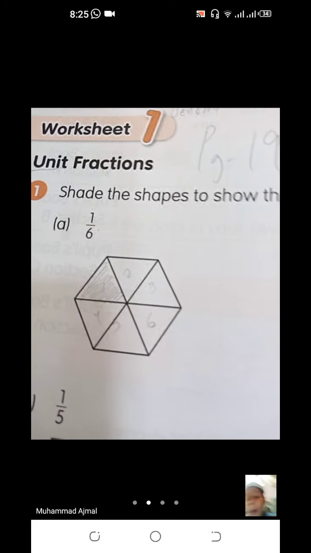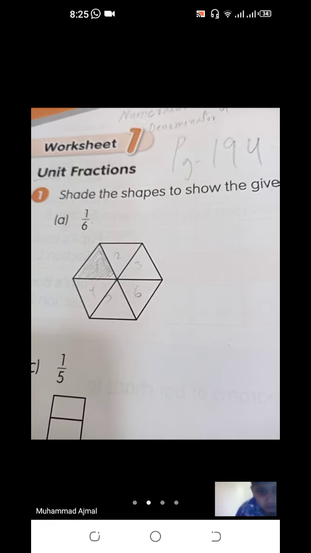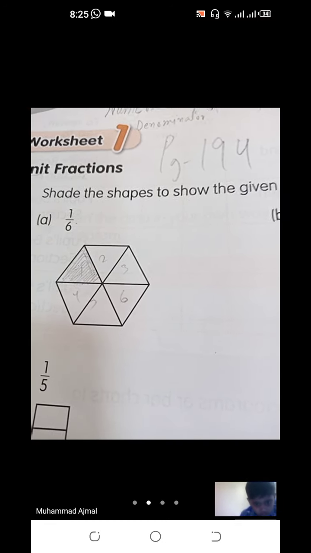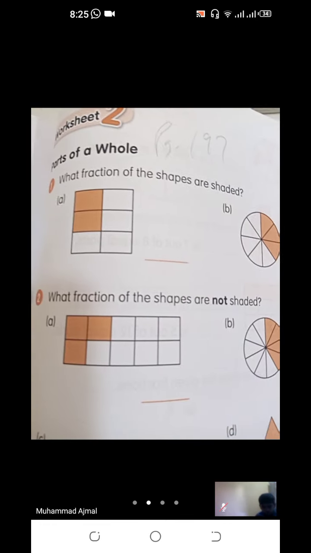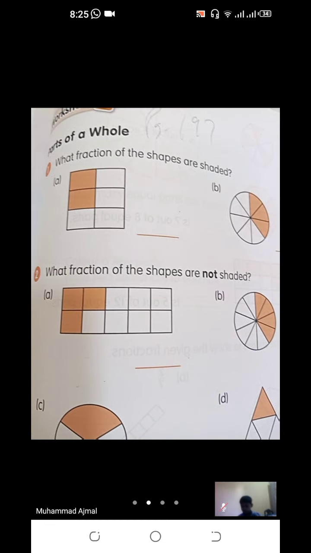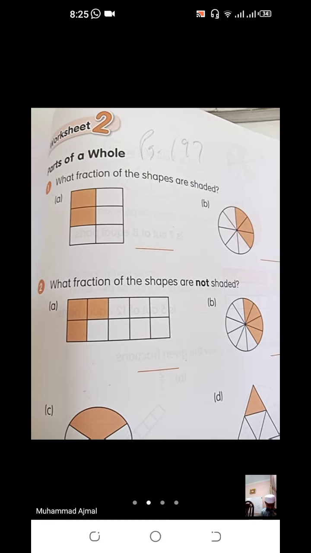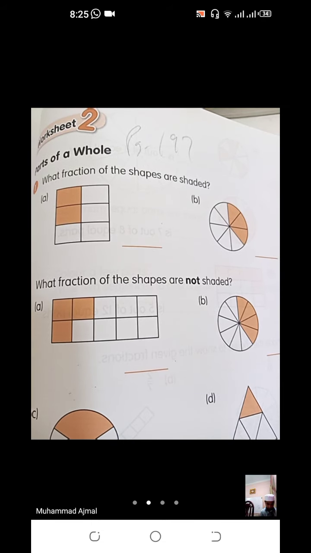Okay, I did not solve it completely. I just solved one question. Okay, page 197. We have to write the fraction of the shapes that are shaded. Yes, for the shaded part we have to write the fractions.